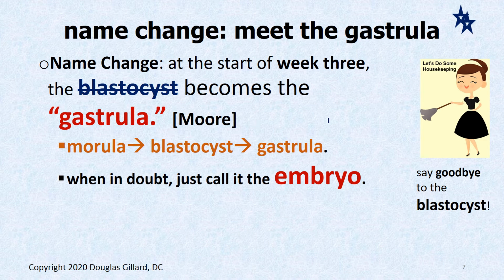So before we start, we've got a little housekeeping to do. We've been talking about our little bilaminar disc, our little human right now. We've been calling it a blastocyst. But once the primitive streak starts to form, a name change occurs, and now we're going to call it the gastrula. Okay, so just to recap, we went from the morula to the blastocyst and now the gastrula. And when in doubt, if you forget where you are, just call it an embryo. And that works pretty well. So goodbye blastocyst.